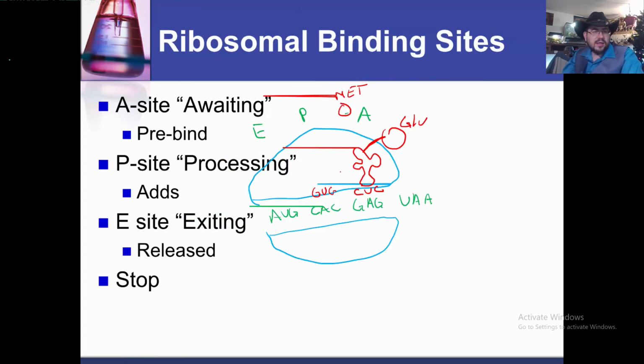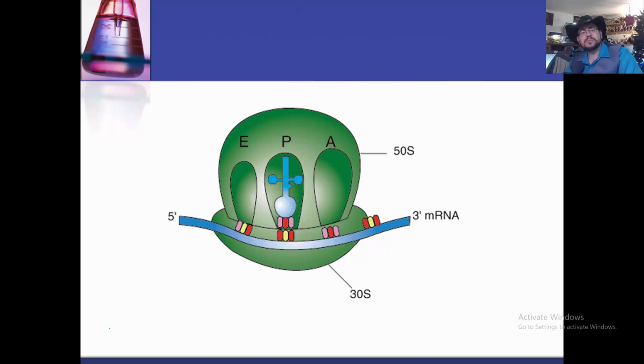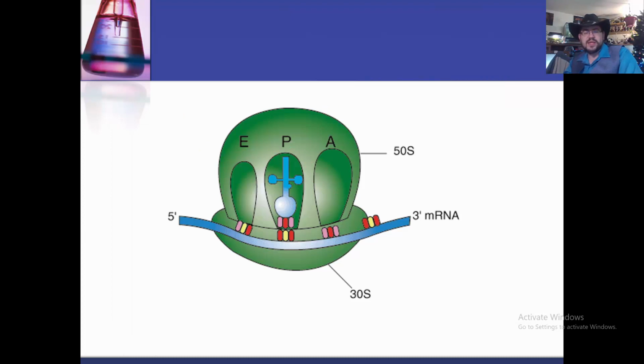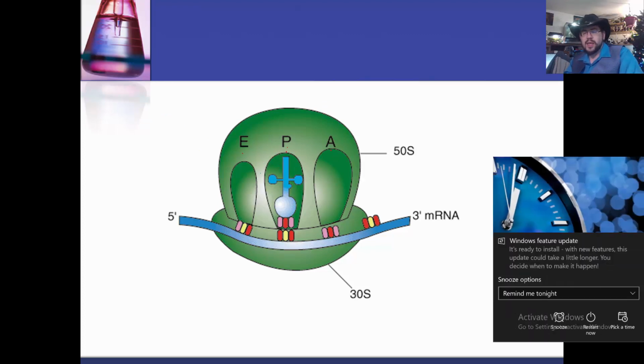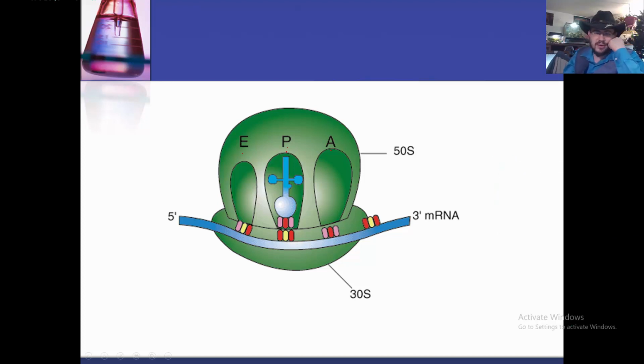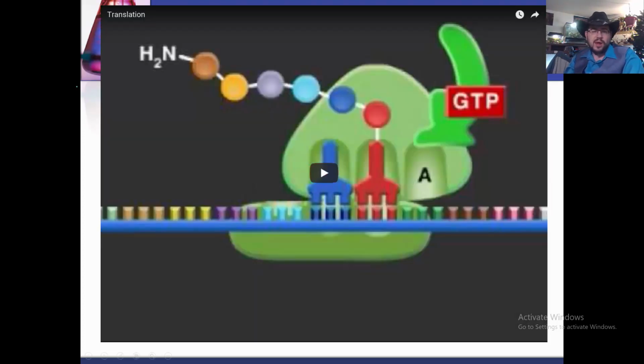So, not too terrible, I hope. Here's a little picture of the EPA sites, awaiting, processing, exiting. So, this drawing indicates to me that it's right at the beginning, because we don't have anything in the A site or the E site. So the ribosome has assembled around the mRNA at the start codon. Anyway, got another little video.